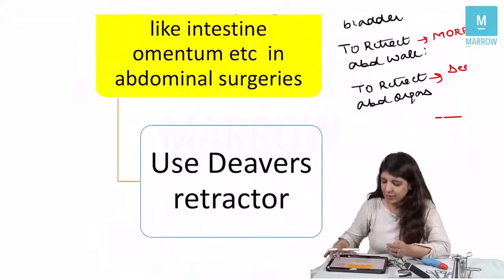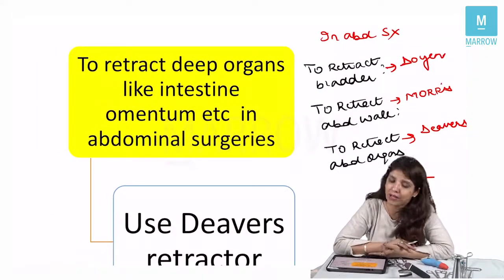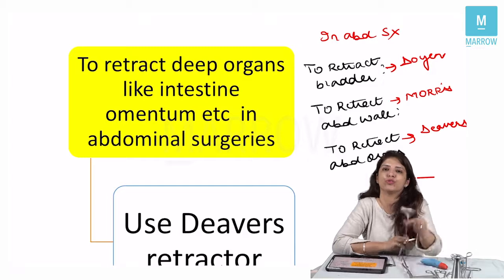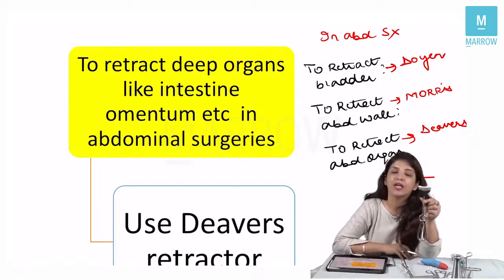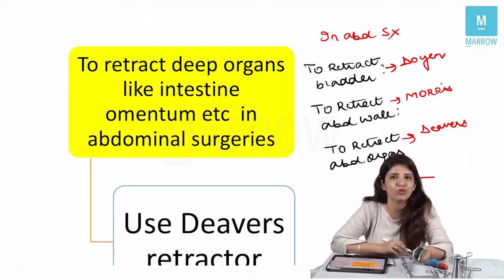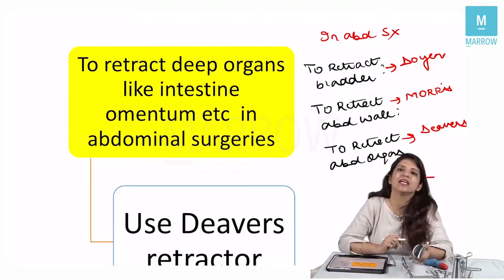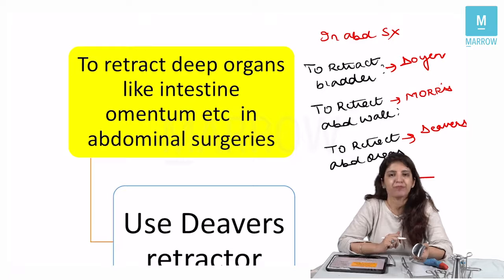Quickly let us see. In abdominal surgeries, if you want to retract the bladder, what are you going to use? You are going to use Doyen's retractor. In abdominal surgeries, if you want to retract the abdominal walls, which retractor are you going to use? A Morris retractor. In abdominal surgeries, when you want to keep the abdominal organs away, then the retractor which you use is Deaver's retractor, right?